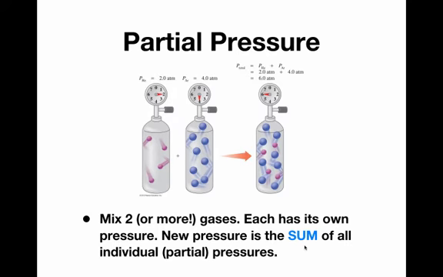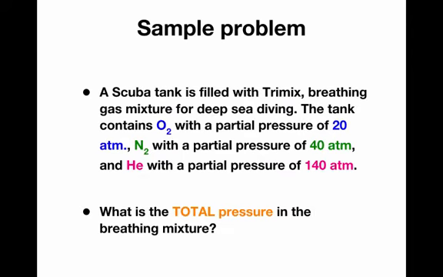And there's a problem on the next slide, which is pretty straightforward. You can pause at any point to try to figure out the answer. The question says a scuba tank is filled with something called trimix, which is, I guess, a breathing gas mixture for deep sea diving. The tank contains oxygen with a partial pressure of 20 atmospheres, nitrogen with a partial pressure of 40 atmospheres, and helium with a partial pressure of 140 atmospheres. What's the total pressure in the breathing mixture? You can pause if you want.